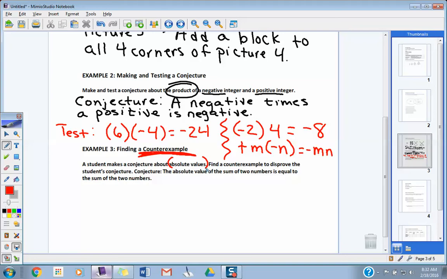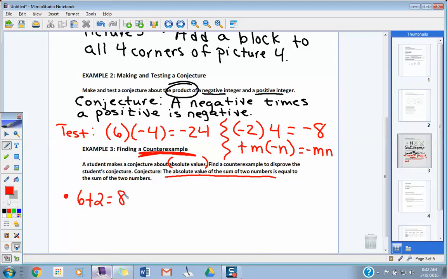Student says this: the absolute value of the sum of two numbers, sum meaning what operation? Addition, is equal to the sum of two numbers. So they're saying I can take two numbers, add them up, and get a number, and that'll be the same as taking the same two numbers, adding them up, and then taking the absolute value of that, all right? So let's check this out. Here's one example. All right, guys, let's do this. What's 6 plus 2?